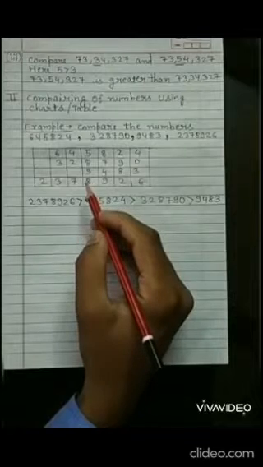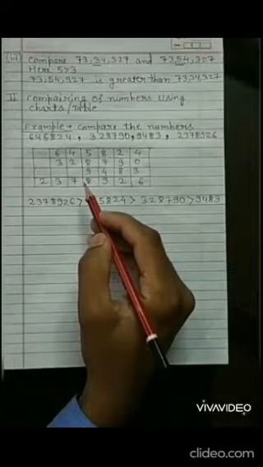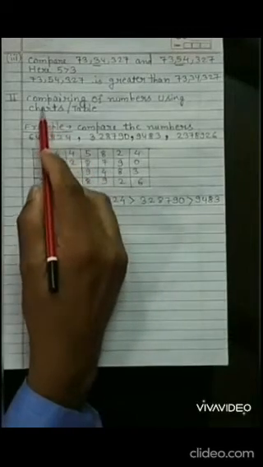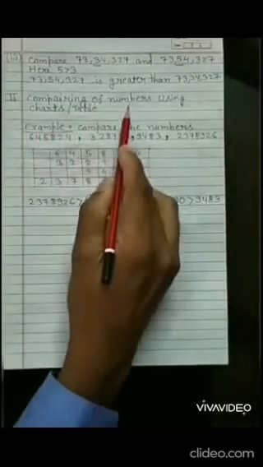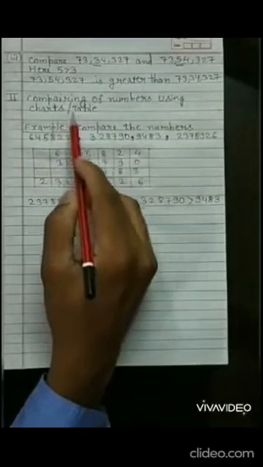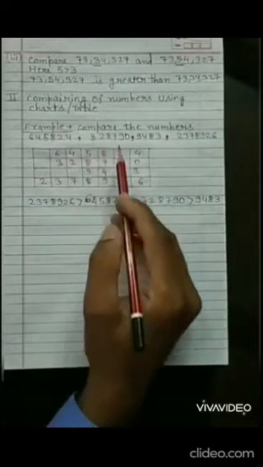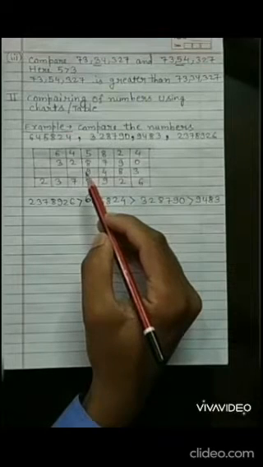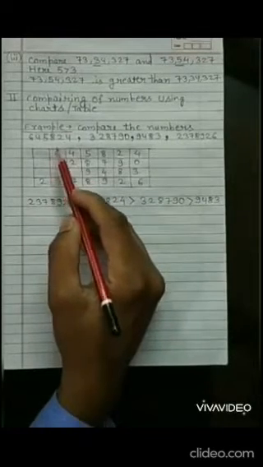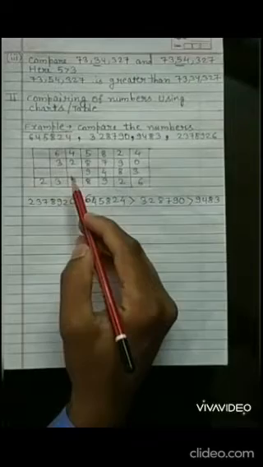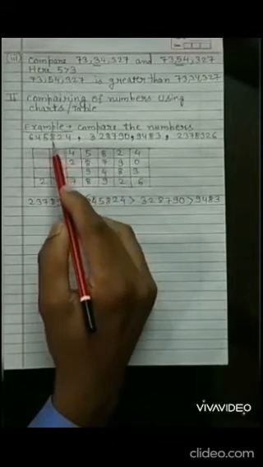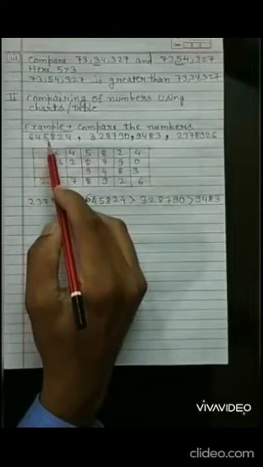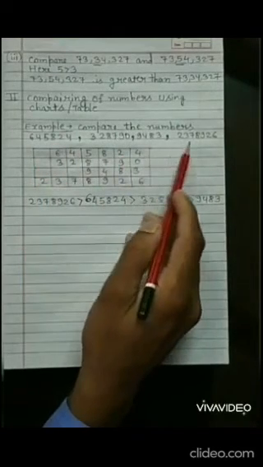Now we are going to compare the different numbers using charts or table. So here it is written, comparing of numbers using charts or table. We are going to understand this through an example, and here is the example I have given. We have to compare these four numbers. Here you can see 4 numbers are written.